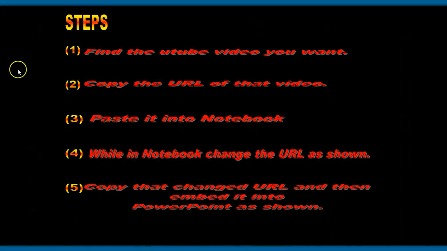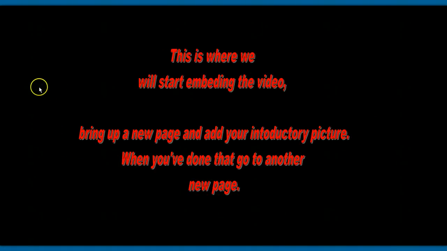Okay, next page is find the YouTube video that you want, which we've done. Copy the URL of that video, which we've done. Paste it into Notebook, we've done that also. While in Notebook, change the URL as I've just shown you. Now copy that changed URL and then embed it into PowerPoint as shown. Now this is where we'll start embedding the video.